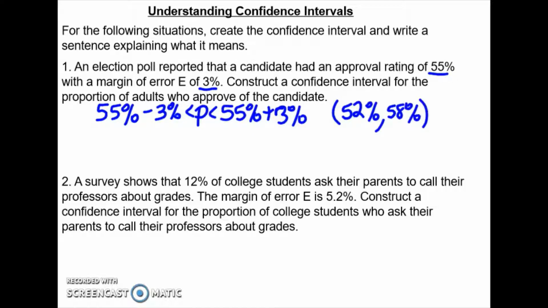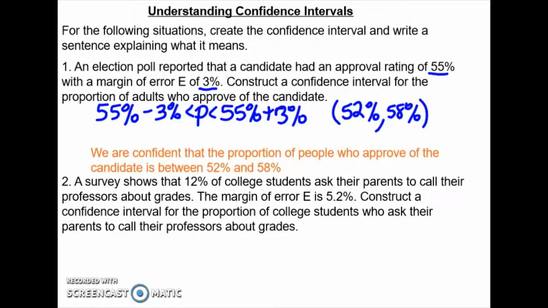If we wanted to write a sentence, what we would say is we are confident the proportion of people who approve the candidate is between 52% and 58%.